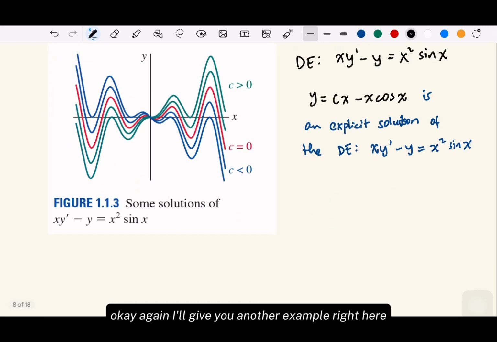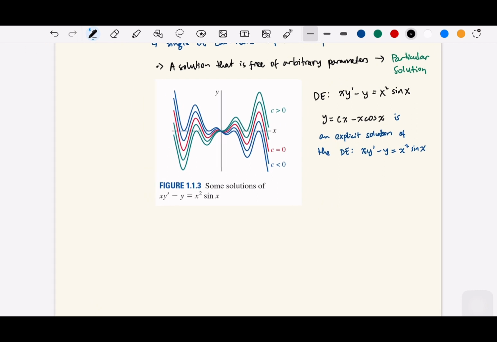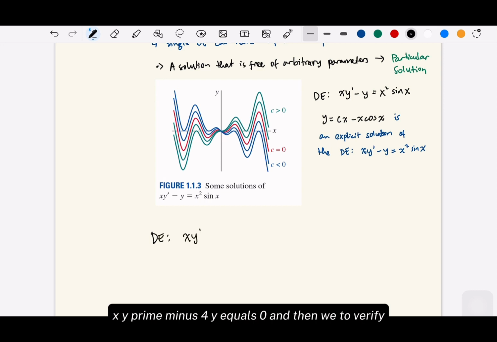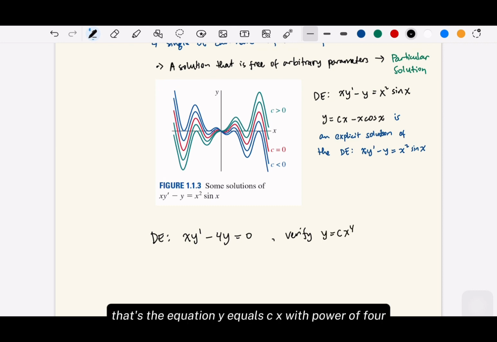Okay, again, I'll give you another example right here. Suppose we have the DE xy prime minus 4y equals 0, and then we need to verify that the equation y equals cx to the power of 4 is a solution.